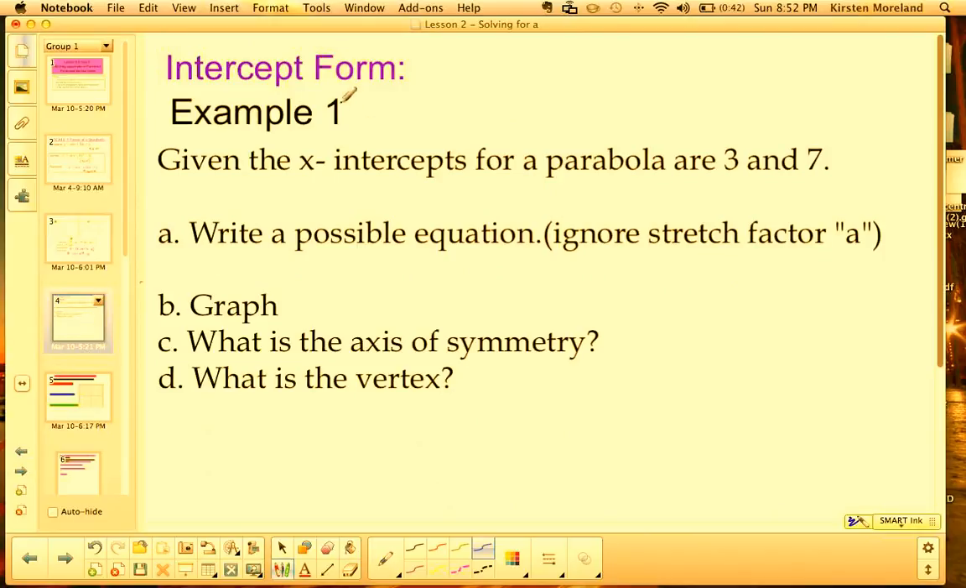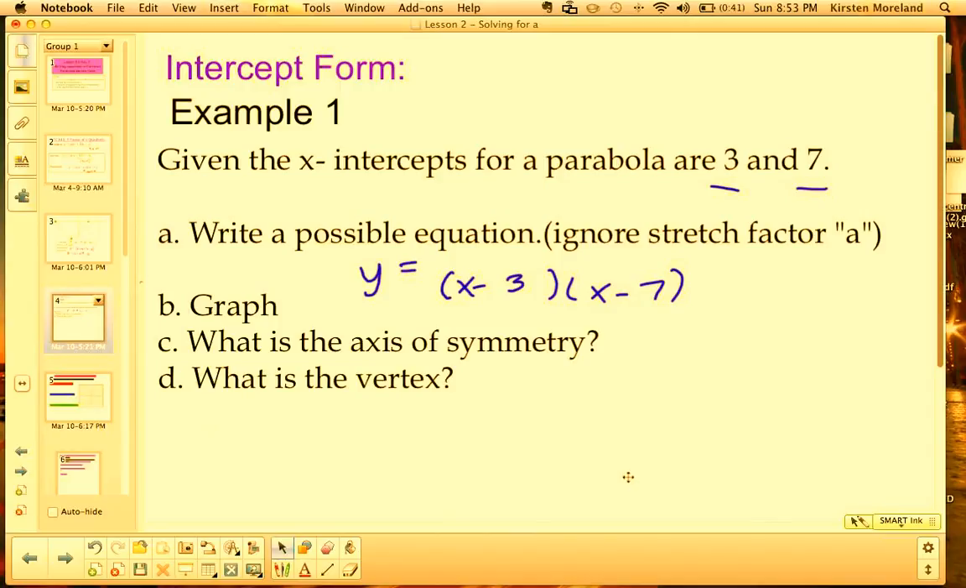So first, now instead of looking at a graph, I'm just going to tell you the x-intercepts are at 3 and 7. It says write a possible equation. All right, so it says ignore the fact that we don't know the stretch factor. So a possible equation in factored form is going to be x minus 3 because it was really a +3, and x minus 7 because it was really a -7. And then it says graph.